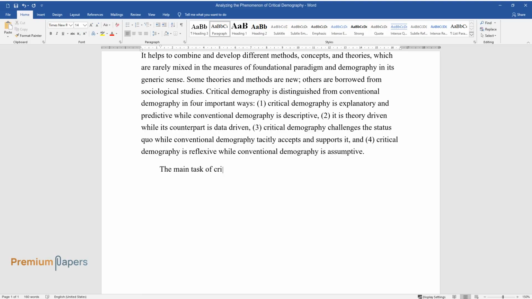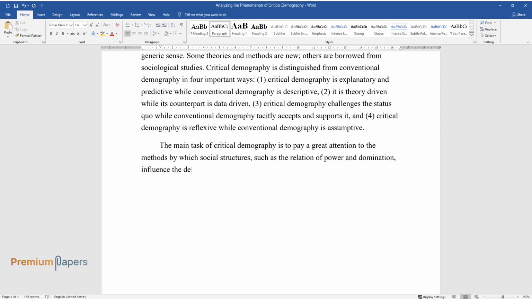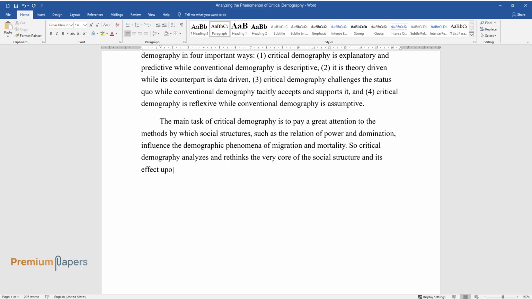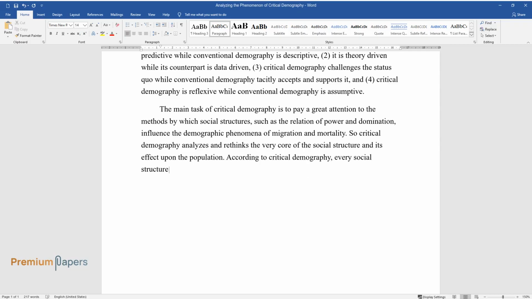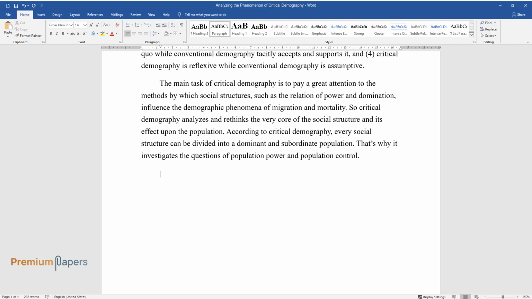The main task of critical demography is to pay great attention to the methods by which social structures, such as the relation of power and domination, influence the demographic phenomena of migration and mortality. So critical demography analyzes and rethinks the very core of the social structure and its effect upon the population. According to critical demography, every social structure can be divided into a dominant and subordinate population. That's why it investigates the questions of population power and population control.